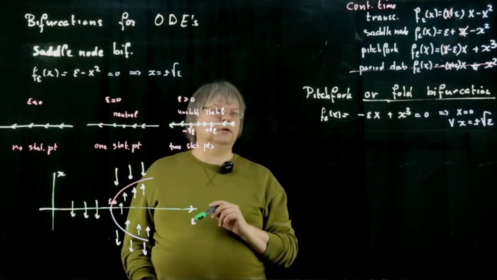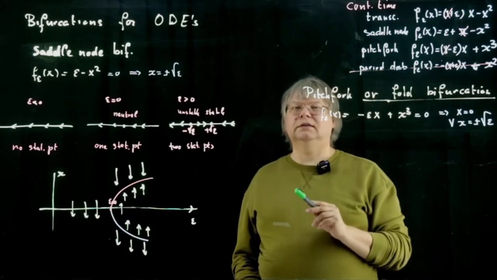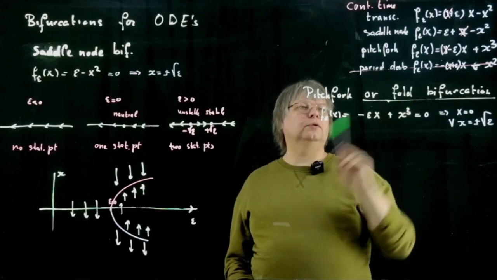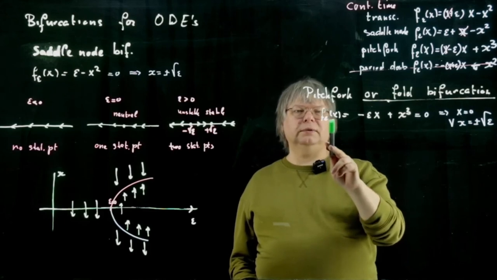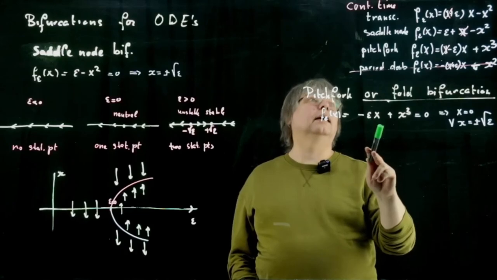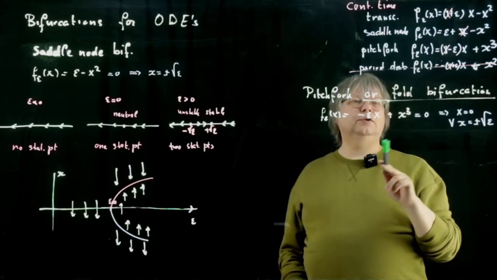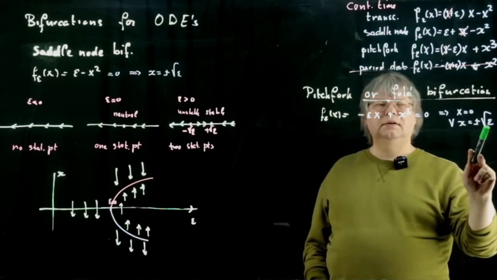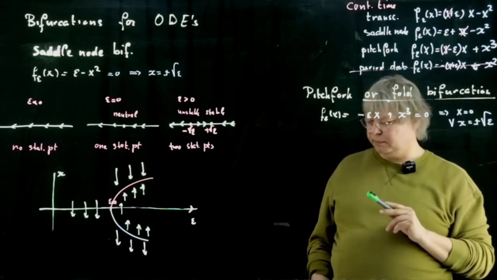So that's the saddle node bifurcation, and we finish with the pitchfork bifurcation, which in the continuous time case, so for ODEs, is sometimes also called a fault bifurcation. So in this case, the normal form is f epsilon of x is epsilon x, because the x disappears, plus x cubed, and if we put this equal to 0, then the stationary points will be 0 or plus or minus square root of epsilon.